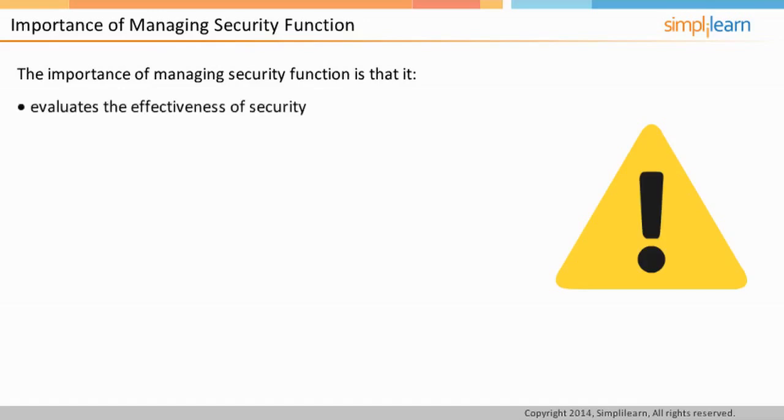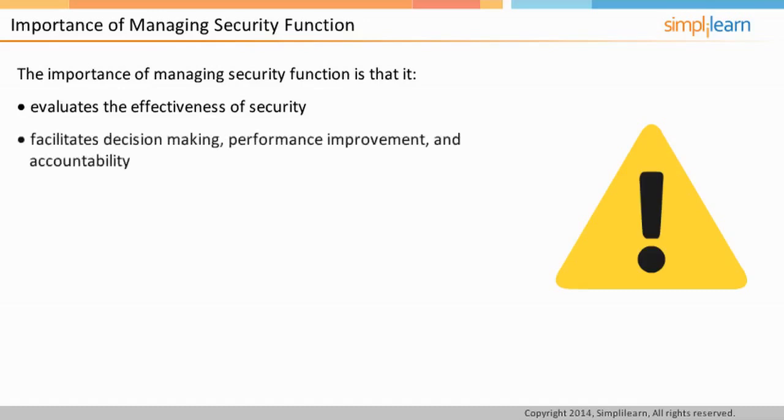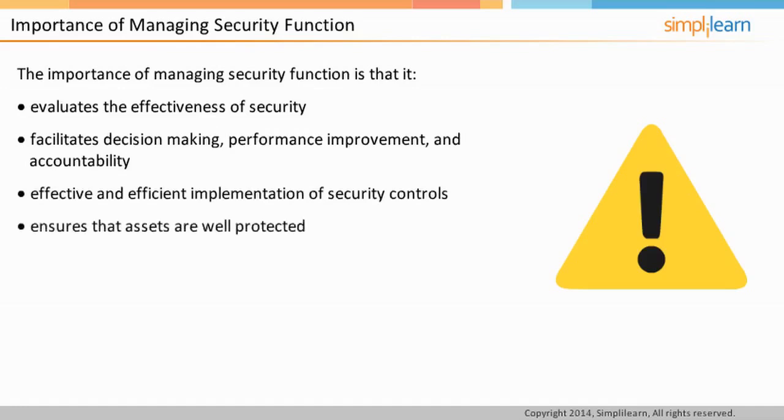Security function helps in the evaluation of the effectiveness of the security program, identify deficiencies, and prioritize the things that require improvement. Through proper collection, analysis, and reporting of the necessary information, managing security function facilitates decision-making, performance improvement, and accountability. Well-organized management of the security function of an organization will result in the effective and efficient implementation of security controls. Efficient management of the security function will ensure that the assets are well protected.